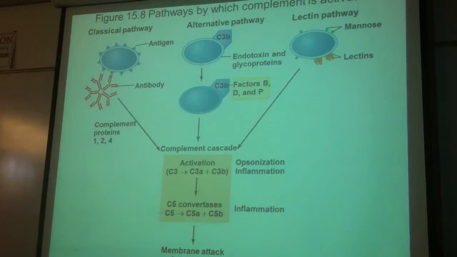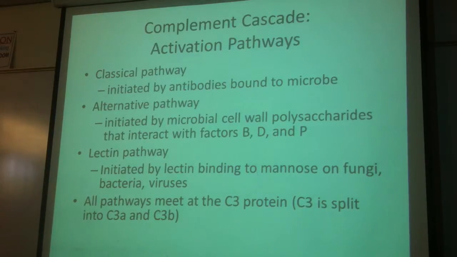The entire point is, that's foreign, let's go attack it and kill it. Okay. So, classic: antibodies bound to microbes. Alternative: initiated by microbial cell polysaccharides. Lectins bind to the fungi, bacteria, and viruses. Okay. All pathways meet at the C3 protein, which is then split. Does that kind of make sense? It makes that complex pathway look not so complex. It's all the same idea.